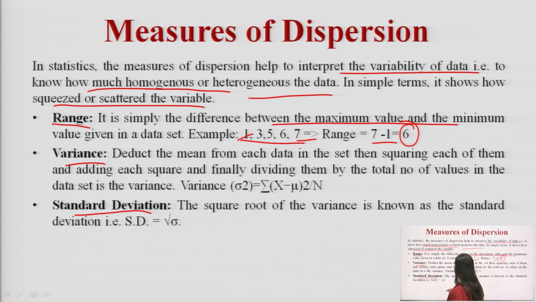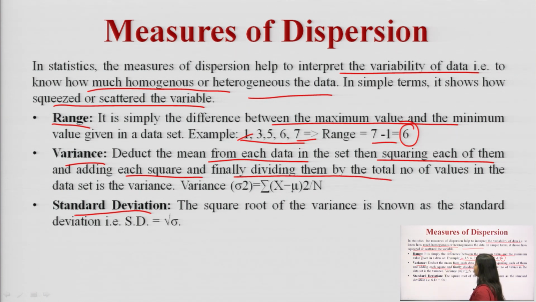Next is variance. Deduct the mean from each data point in the set, square each of them, add all the squares, and finally divide by the total number of values in the set. That gives you the variance. Variance is calculated when we have the mean. Suppose the observations are 1, 3, 5 and 6, then the mean will be 5. The 5 is the mean of that data.